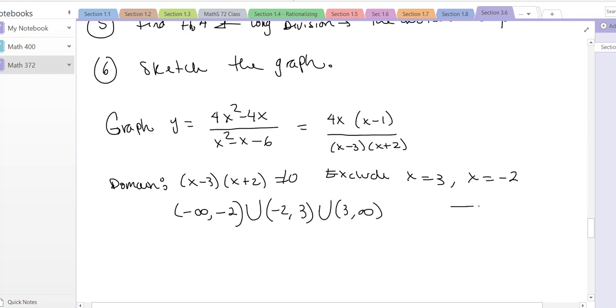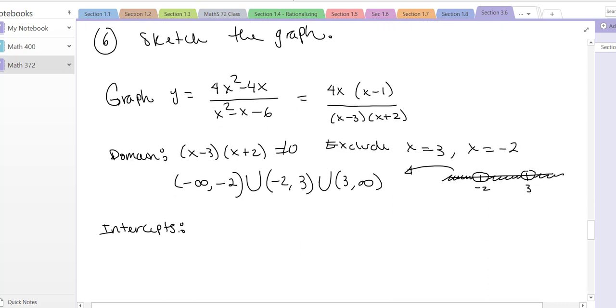Right, and if you think about this on a number line, you would have negative 2 and 3, and you would have open circles around them because you don't want to include them, but then everything else is okay. So you will shade everything else. And so that's where this interval is coming from. So that's our domain. Now let's go on to the intercepts.